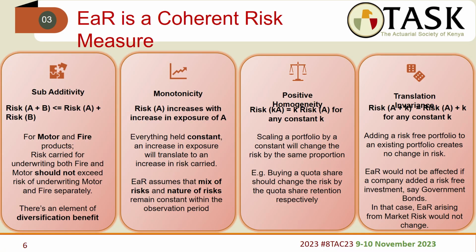Now we'll move to earnings at risk. What we are talking about here is, is it a good measure at the end of the day? So we put up a case for earnings at risk as a good measure, or as a coherent risk measure. I know you'll ask yourself, what's a coherent risk measure? It has 4 characteristics, and I'm going to take you through those characteristics of a good risk measure and show you that earnings at risk actually meets them.